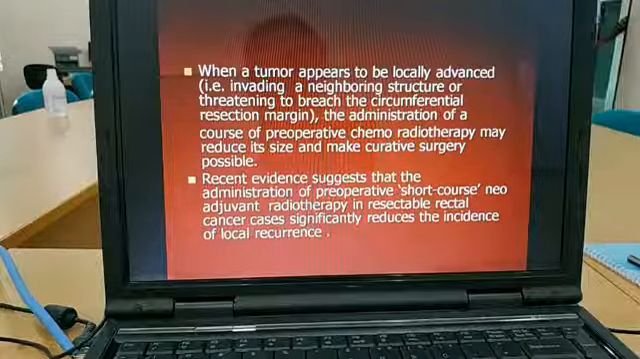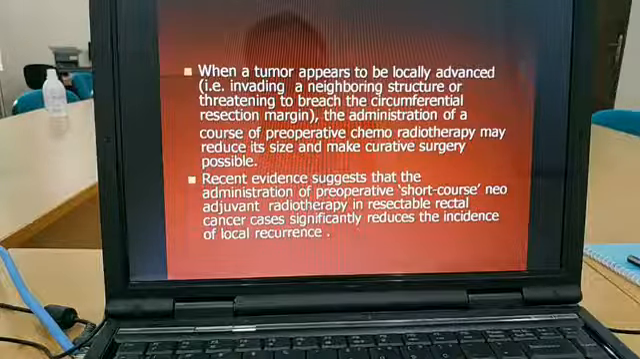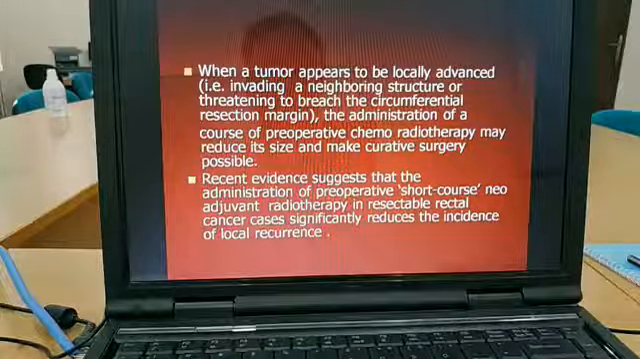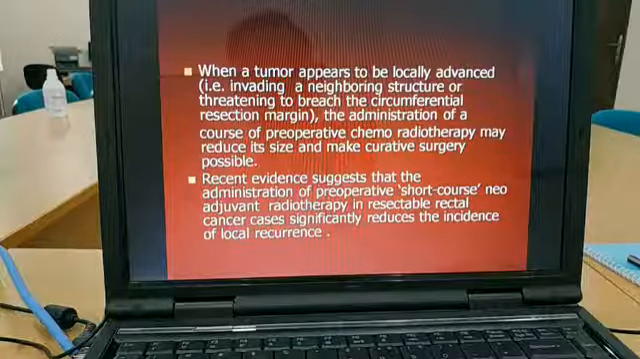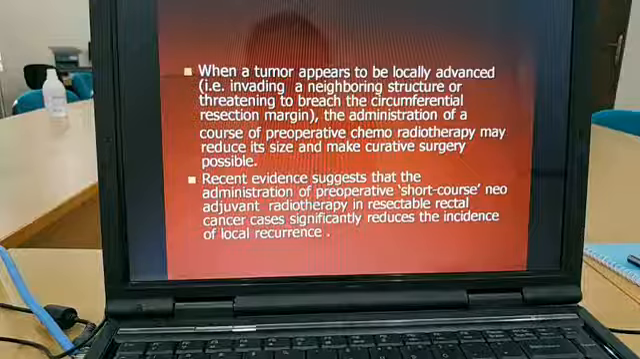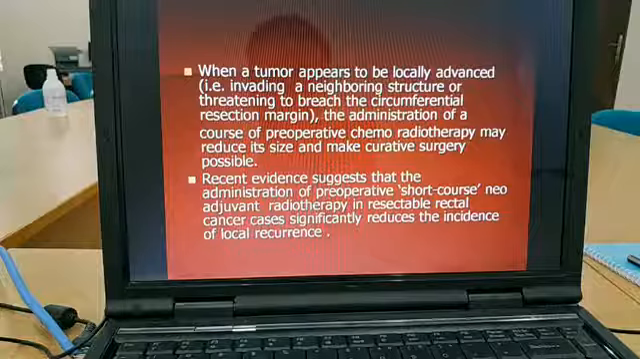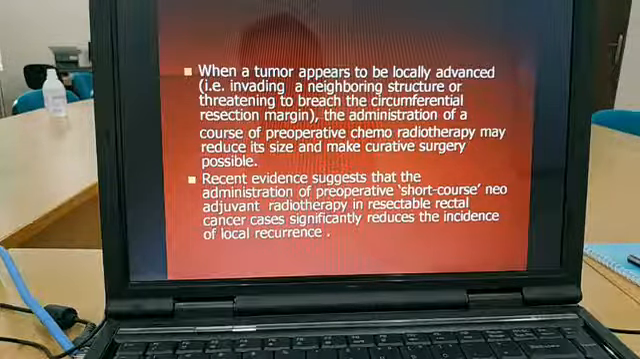Recent evidence suggests that the administration of preoperative short course neoadjuvant therapy in resectable rectal cancer causes a significantly reduced incidence of local recurrence. So that is another important issue to be discussed. After the surgery in case of carcinoma of the rectum, another important issue is the local recurrence.